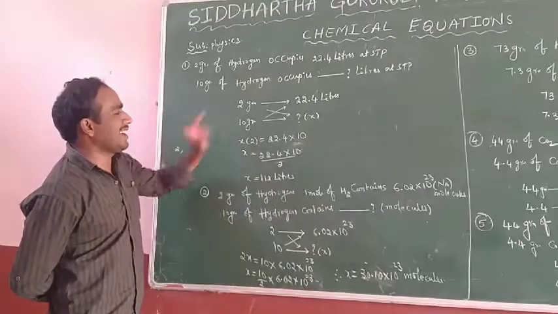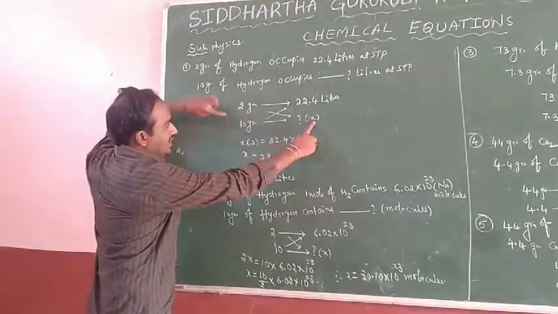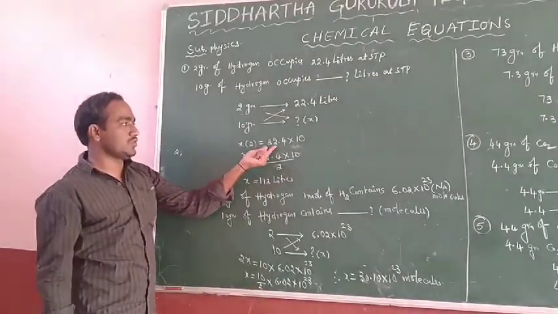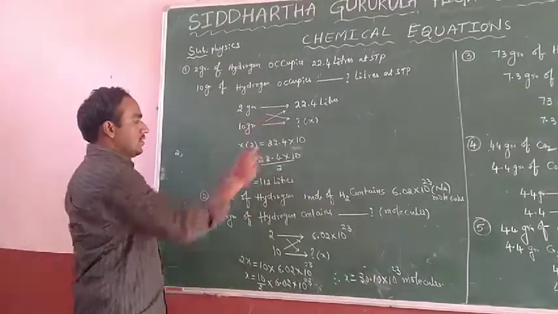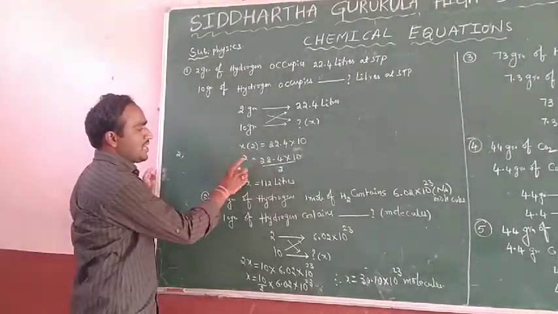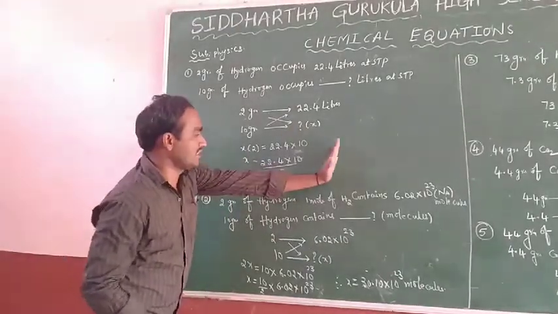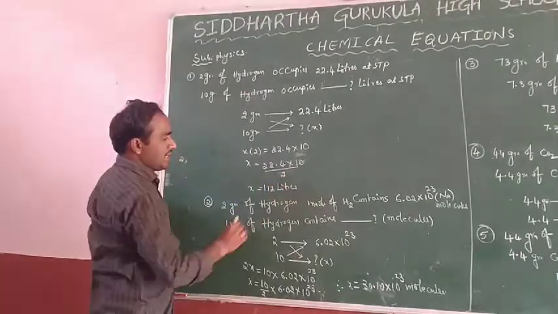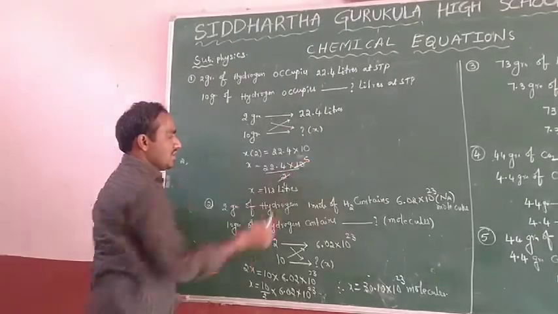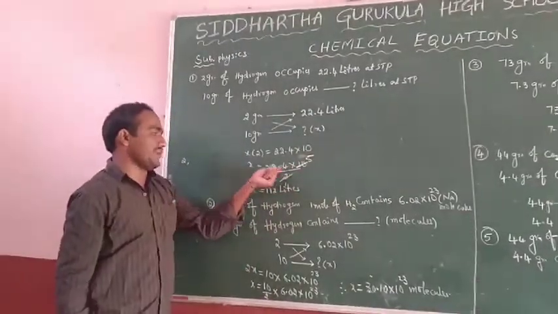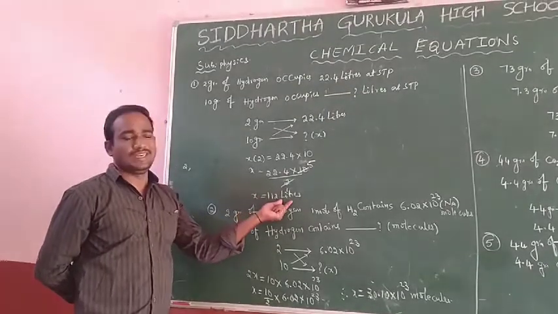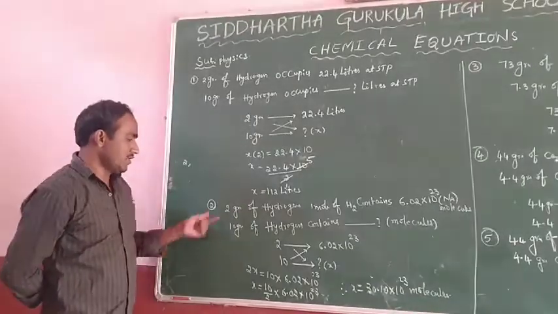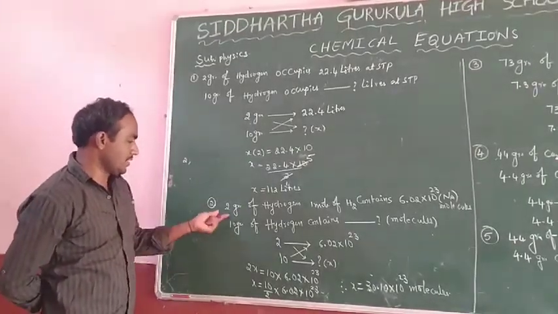So here what we will do? Cross multiplication: 2 into x is equal to 10 into 22.4. The 2 that is multiplied with x on the left side goes to the right side as a divisor. Here 22.4 into 10 is divided by 2. 2 fives are 10, so 5 is multiplied with 22.4. What will we get? 112 liters. It is problem number 1. Now go to the second problem, a similar one.